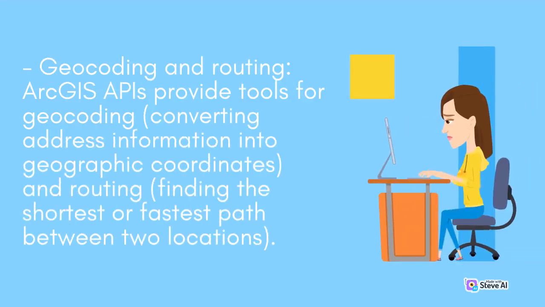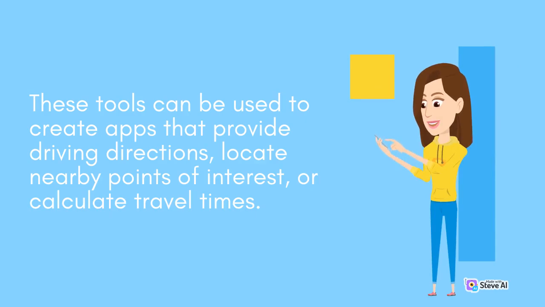Geocoding and routing. ArcGIS APIs provide tools for geocoding, converting address information into geographic coordinates, and routing, finding the shortest or fastest path between two locations. These tools can be used to create apps that provide driving directions, locate nearby points of interest, or calculate travel times.